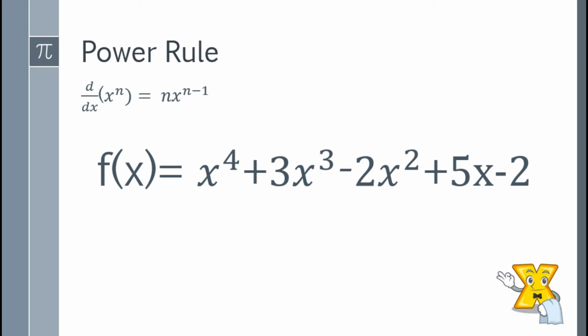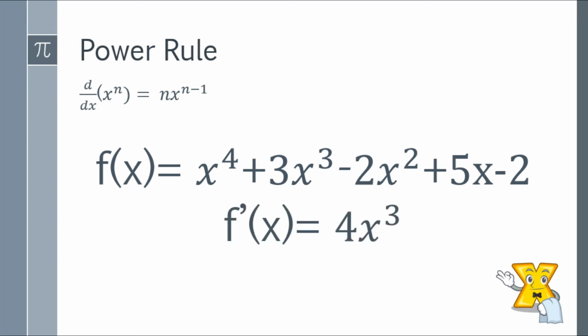Let's see some example. We have the function x to the 4th plus 3x cubed minus 2x squared plus 5x minus 2. So, una natin gagawin yung x to the 4th muna. Yung 4, ilalagay natin sa harap. So, magiging 4x. Ngayon, babawasan natin ng isa yung exponent na 4. So, that will be 3. So, that will be 4x cubed.